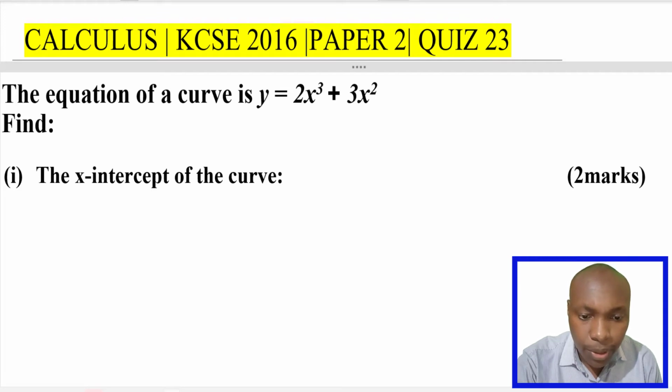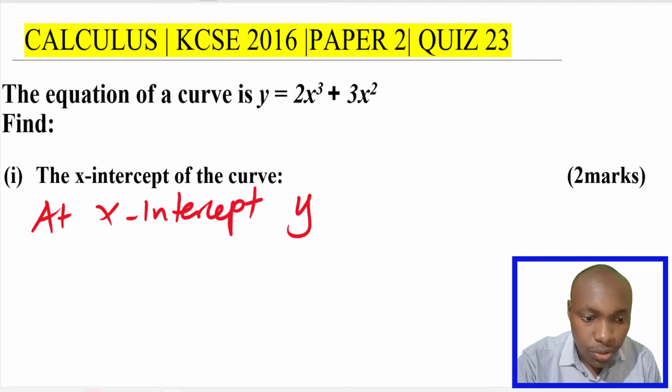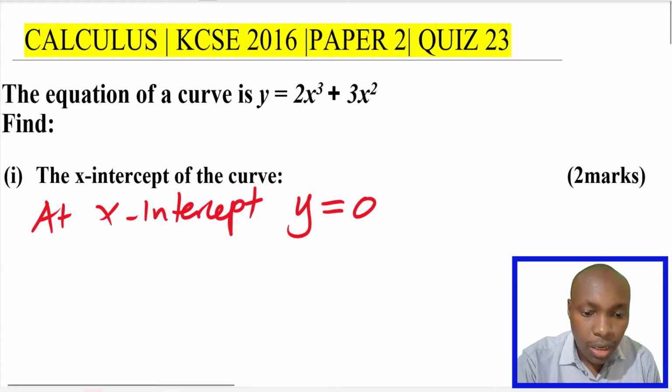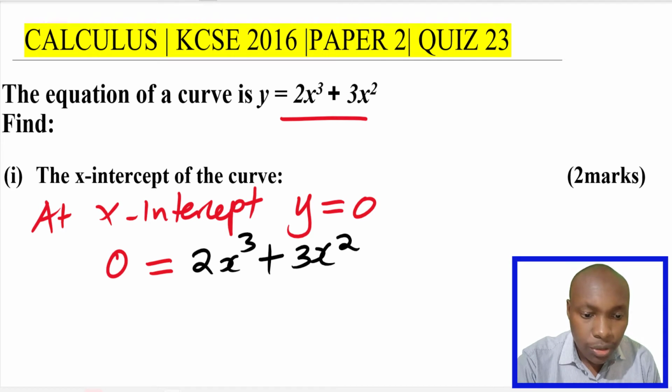Now, the first part of the question is the x-intercept of the curve. At the x-intercept, y is equal to 0. The x-intercept is the point where the curve cuts the x-axis. We substitute y with 0 in the equation of the curve: 0 equals 2x cubed plus 3x squared. So that is what you equate to 0.